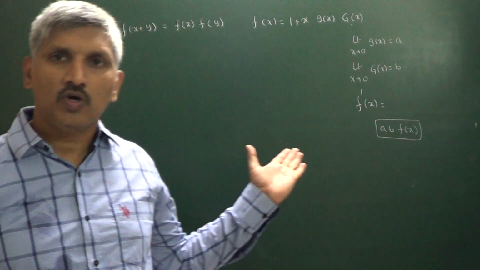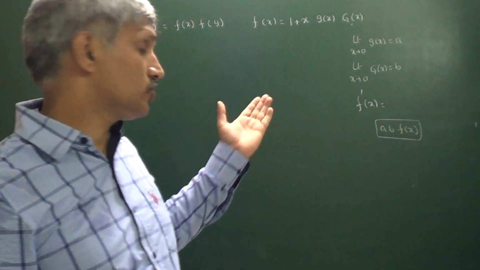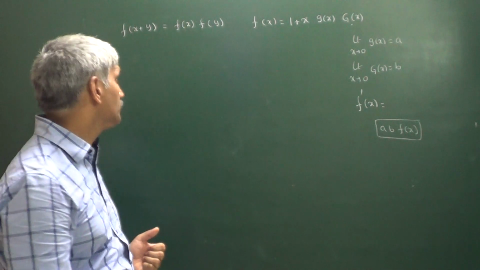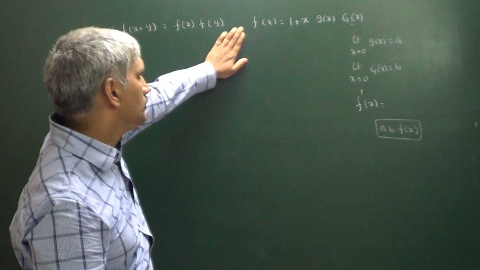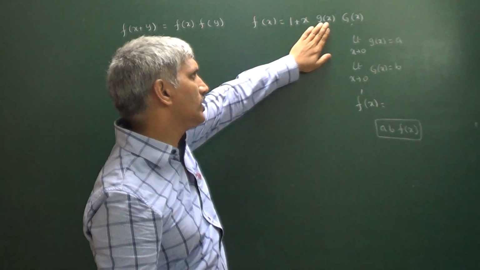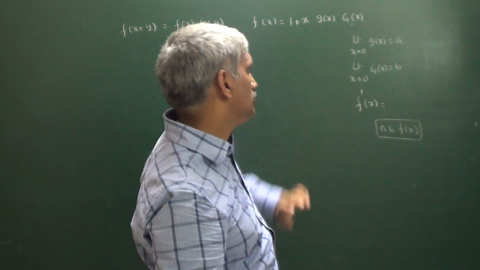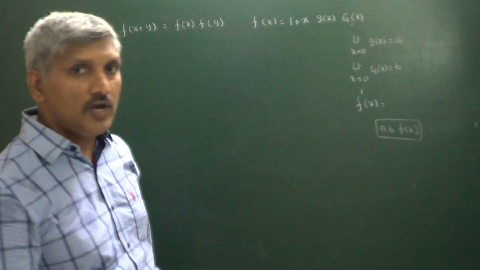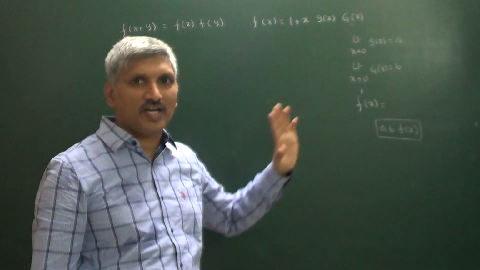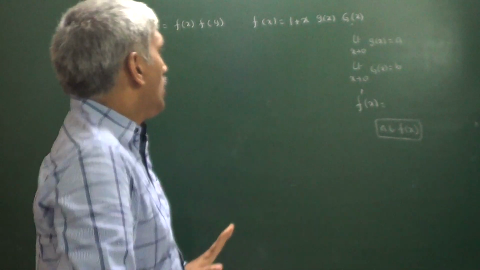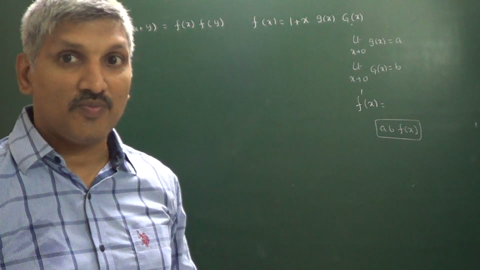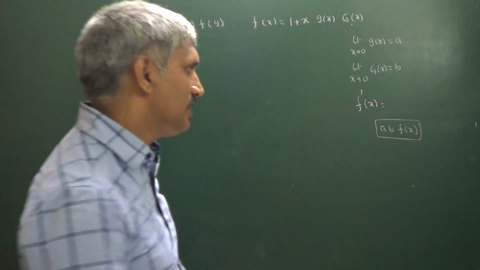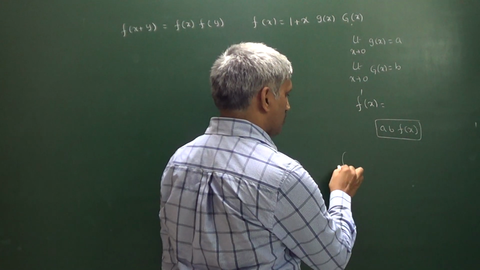This is also one of the doubts expressed by a student. f of x plus y is equal to f of x into f of y, and f of x is equal to 1 plus x into g of x and capital G of x. Okay, what is he asking? He is asking for f dash of x, right? So how to proceed? The minimum funda required is: what is f dash of x.